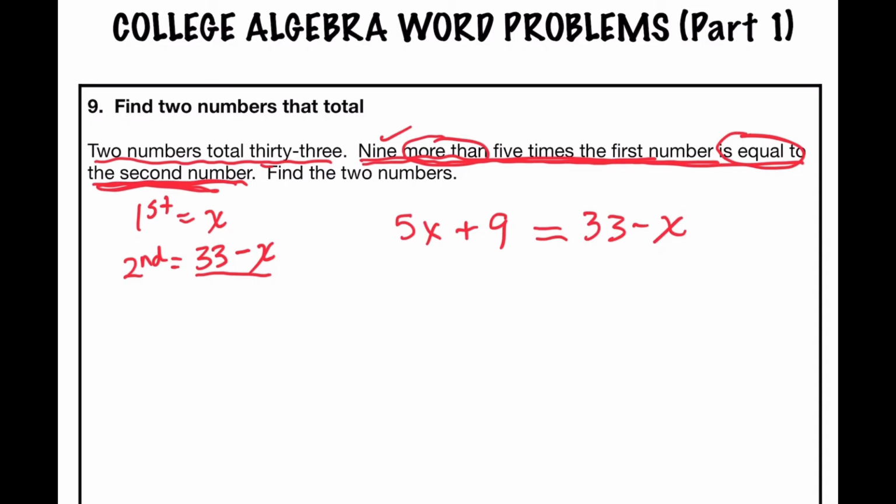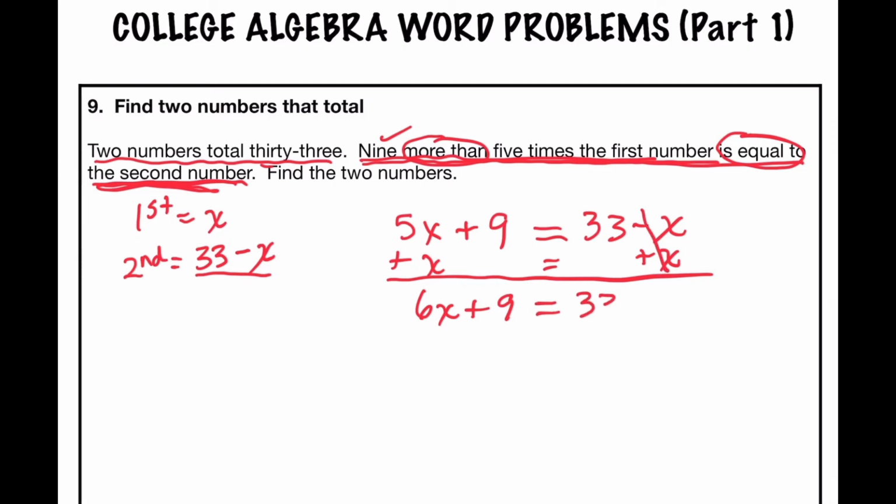I'm going to gather all my variables on one side and my numbers on the other. So I'm going to add x to both sides in order to keep my variable term positive. 5x plus x is 6x plus 9. Negative x plus x is 0. 0 plus 33 is 33. And now I just have a two-step. Subtract 9 from both sides and divide by 6.